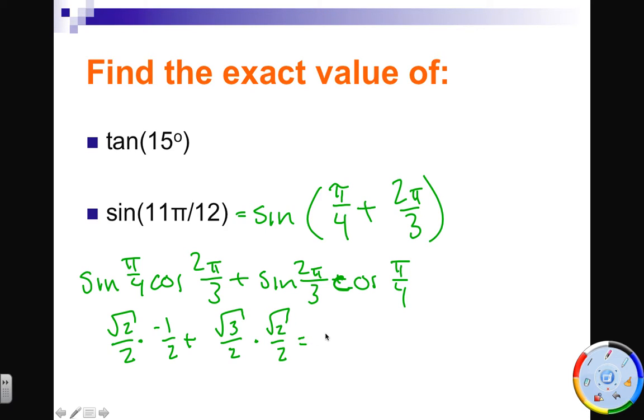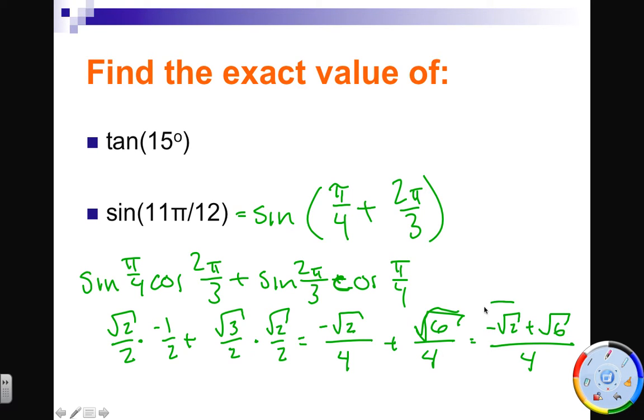So I do a little simplifying here. I get negative radical 2 over 4 plus radical 6 over 4. And obviously you can combine this, I guess, if we wanted to here. We could say negative radical 2 plus radical 6 all over 4. And we get this nice, lovely answer.